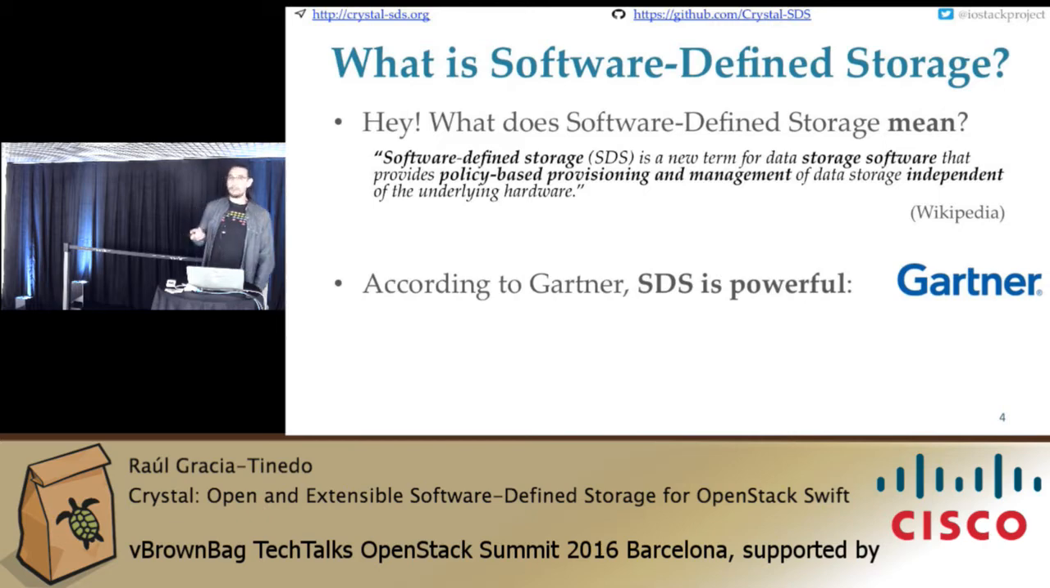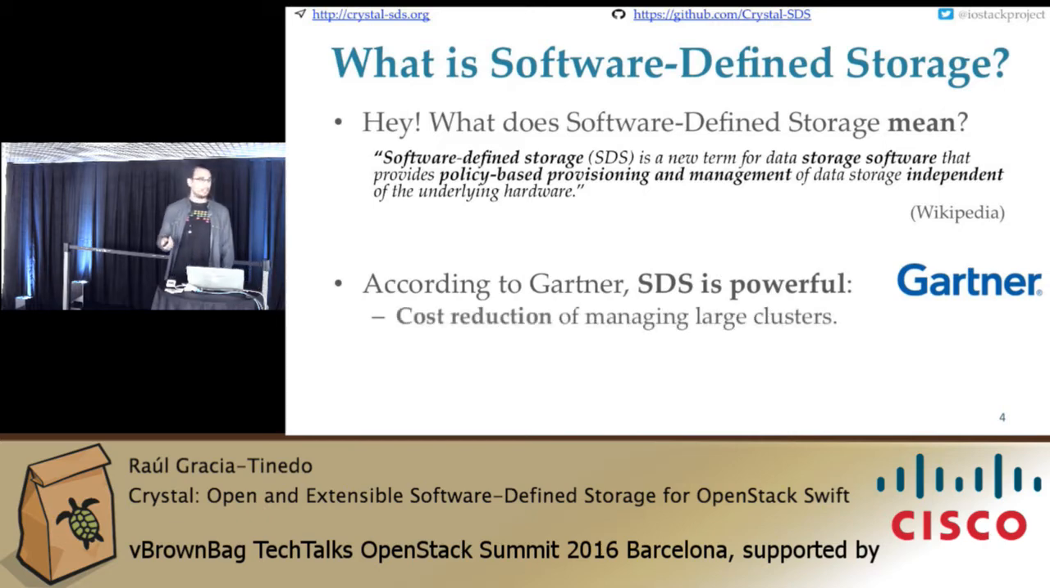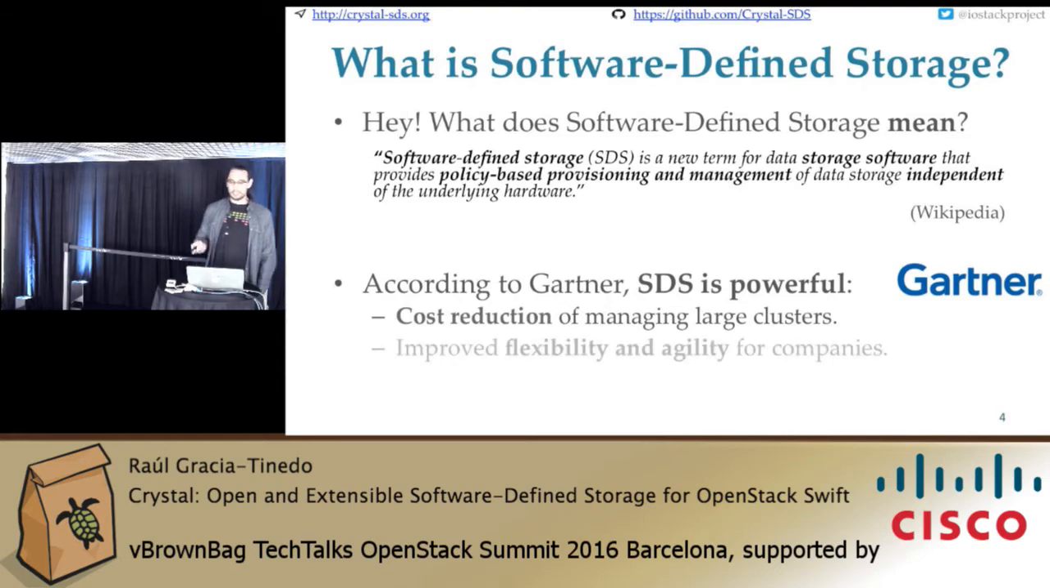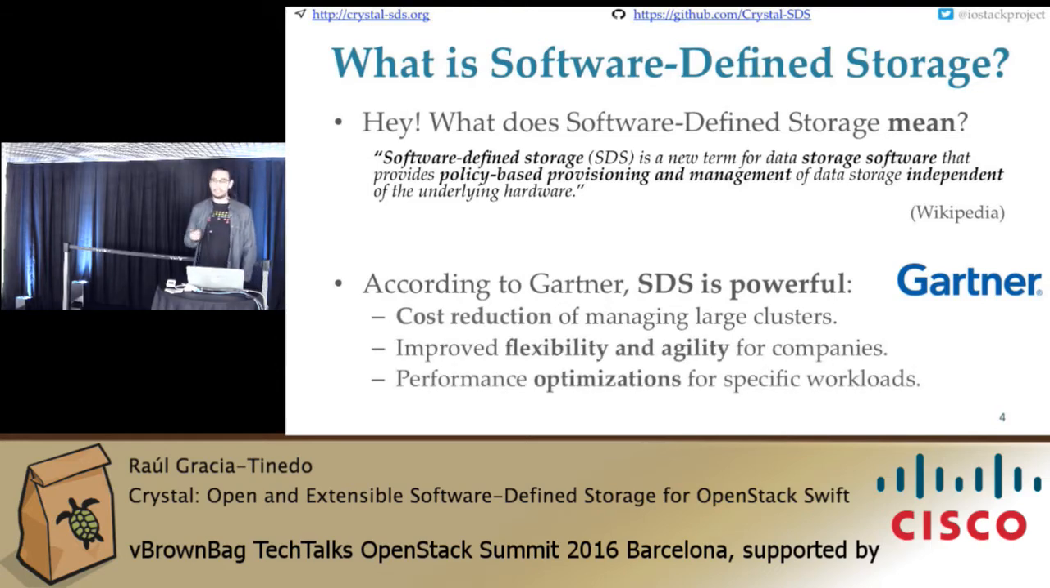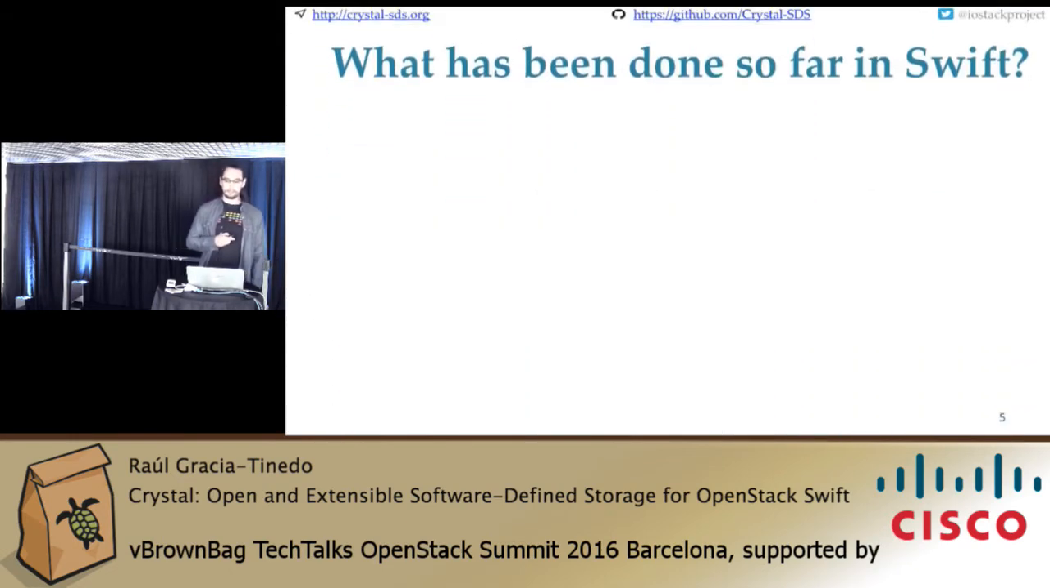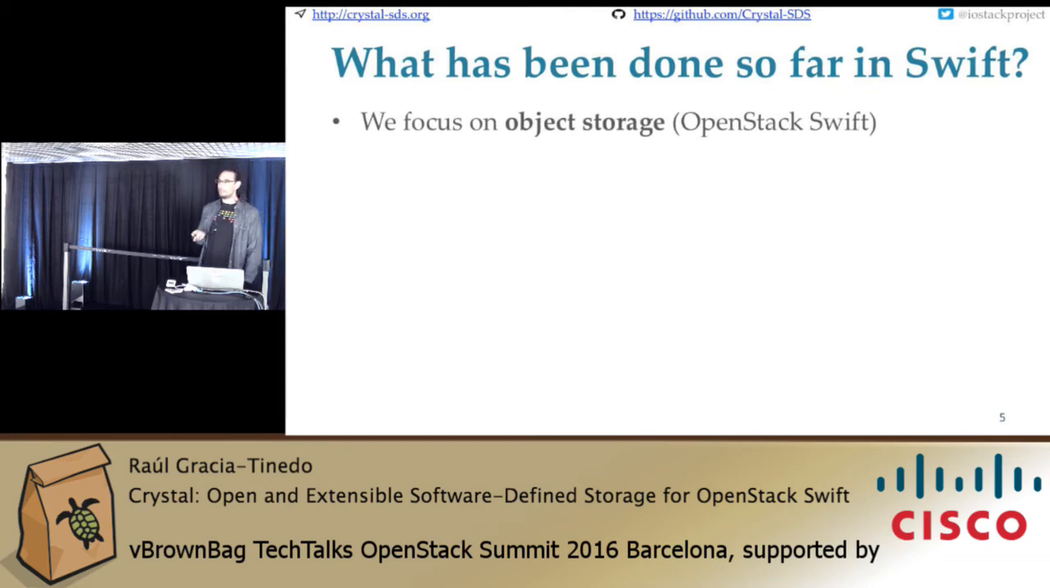According to Gartner, software-defined storage is powerful. It can reduce the cost of managing large clusters. It provides flexibility and agility for companies. And it can also help to optimize performance in specific workloads. Our focus in this case is object storage, so OpenStack Swift.